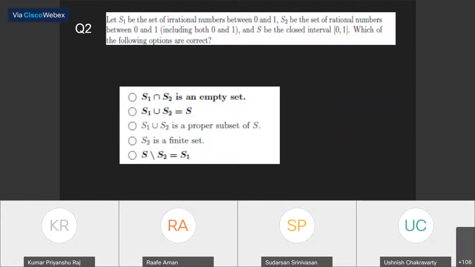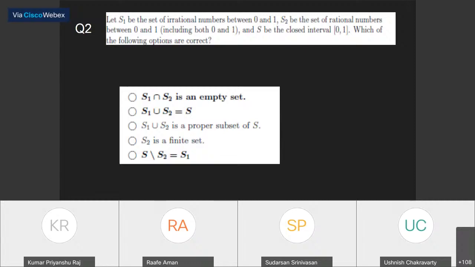So we move to the next question. Read the question at the top. Let S1 be the set of irrational numbers between 0 and 1, and S2 be the set of rational numbers between 0 and 1, including both 0 and 1. And S be the closed interval 0 to 1. So S is the set of all real numbers between 0 and 1, including both 0 and 1. S1 is the set of irrational numbers, which cannot be represented in fractional form. And S2 is the set of rational numbers between 0 and 1.